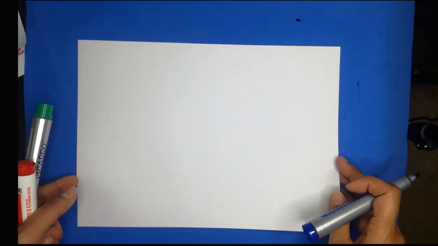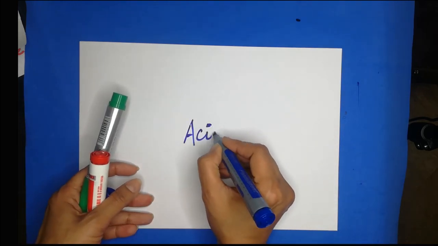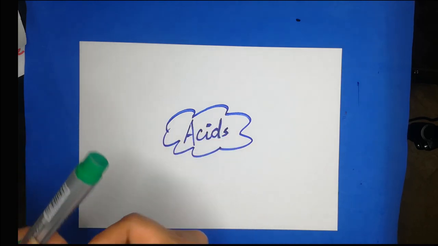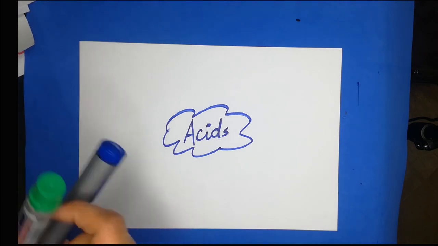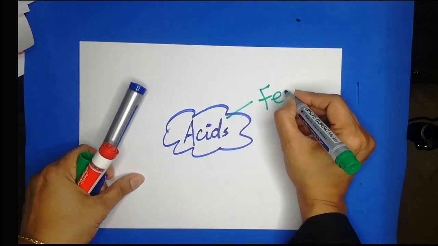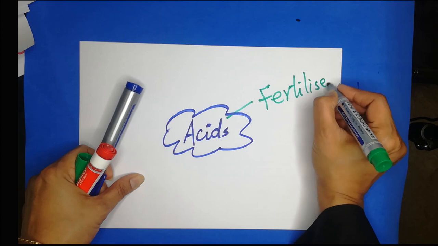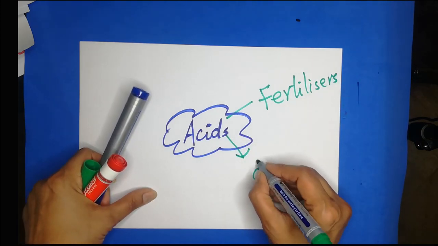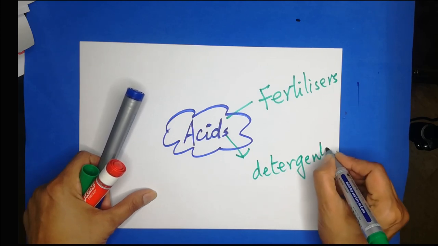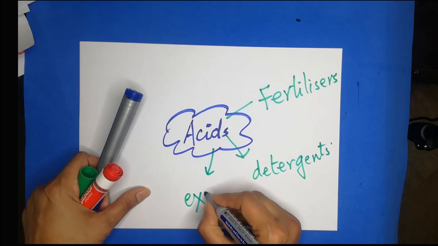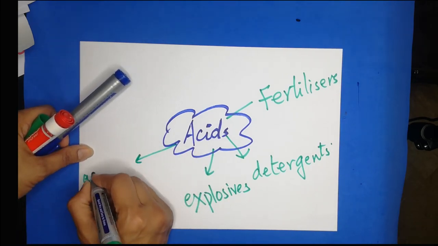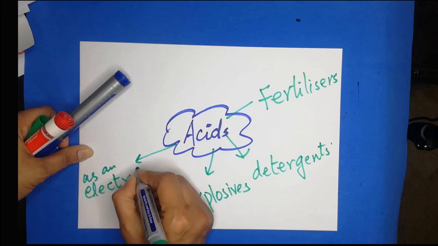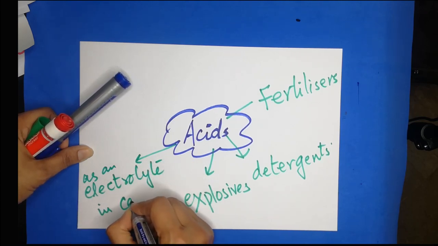And now we are going to discuss the uses of acids. Acids are used in making fertilizers, detergents. They are used in making explosives. And then as an electrolyte in car batteries.